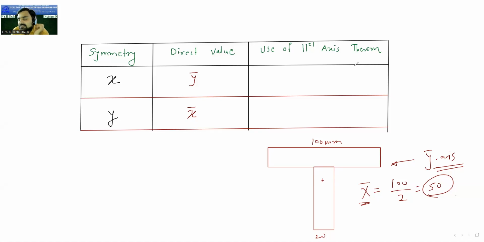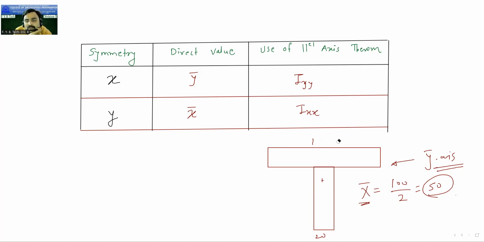Now, use of parallel axis theorem. Okay. So when is it required to use the parallel axis theorem? When your figure is symmetric about x axis, then you will get the direct value of y bar. Then to calculate I, you need to use the parallel axis theorem. And when the given figure is symmetric about y axis, you will get the direct value of x bar. Then to calculate Ixx, you need to use the parallel axis theorem.